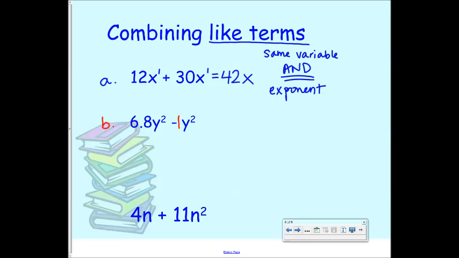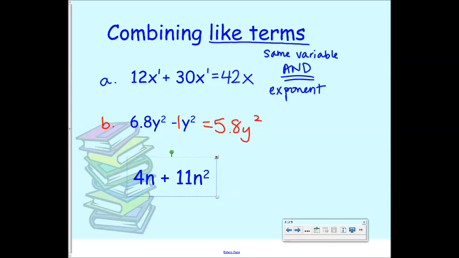So what am I going to do? Subtract. What's 6.8 minus 1? 5.8. So my answer is 5.8y squared. The variable does not change. Just like when you're adding and subtracting with fractions, if you have a common denominator, the denominator stays the same. Same thing here. Your variable does not change.